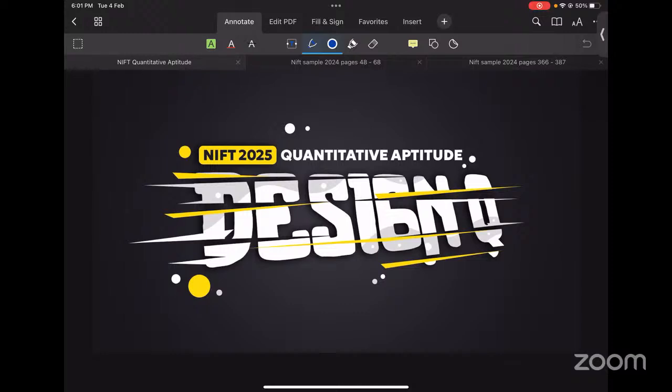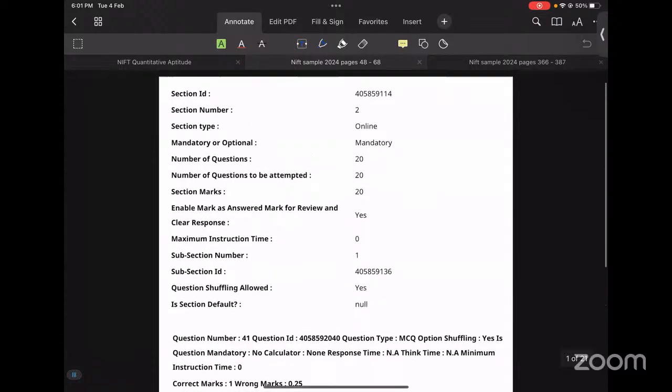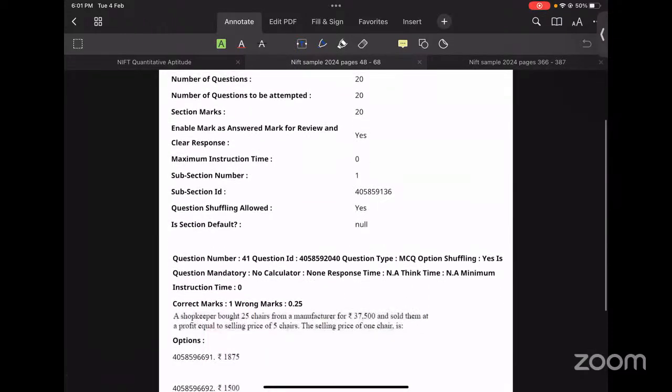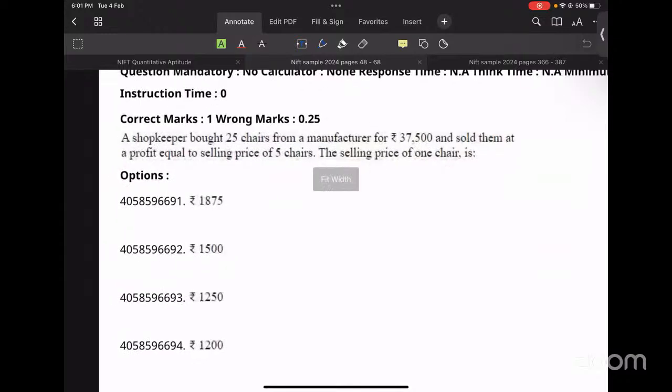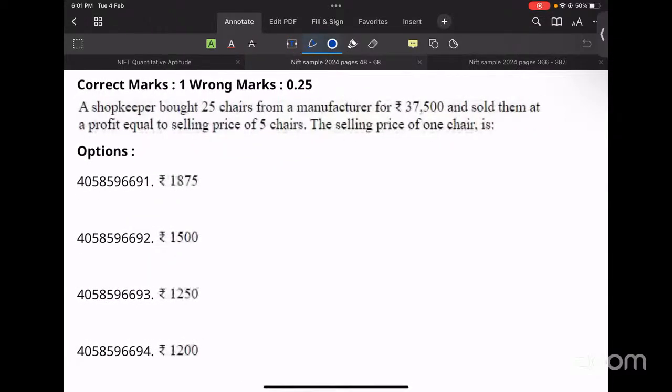I think my screen is visible to all. Now we will be looking into a question. I directly took the question paper itself over here. This is last year's, that means the 2024 question paper is with us. A shopkeeper bought 25 chairs from a manufacturer for 37,500 and sold them at a profit equal to the selling price of 5 chairs. The selling price of one chair is? You can put your responses in the chat. I'm looking for your answers. Quick.